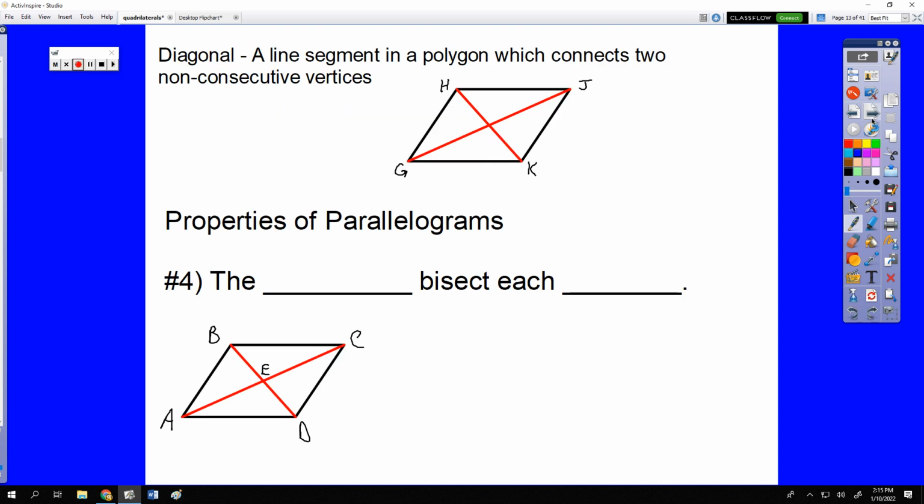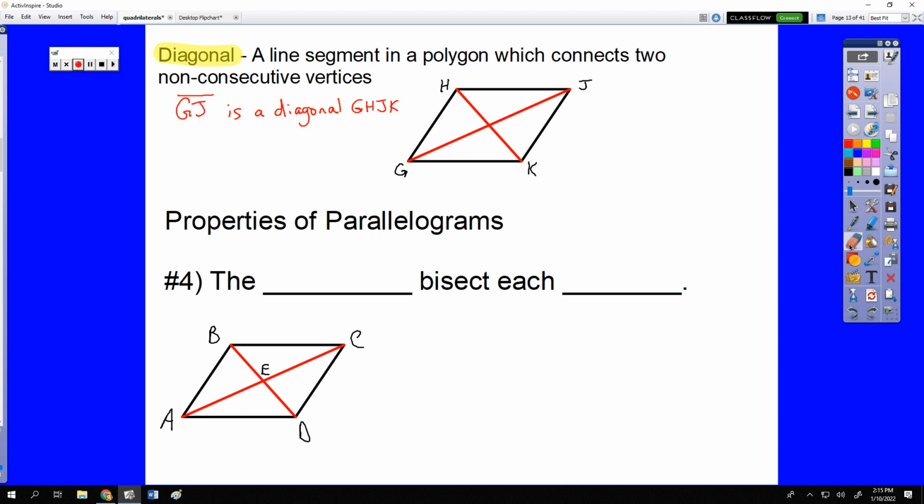The fourth one requires a little bit more vocabulary, so we need to do the idea of a diagonal. A diagonal is a line segment in a polygon which connects two non-consecutive vertices. So the red lines in this picture, GJ, is connecting G and J, which are non-consecutive vertices. That makes it a diagonal of this quadrilateral, GHJK.